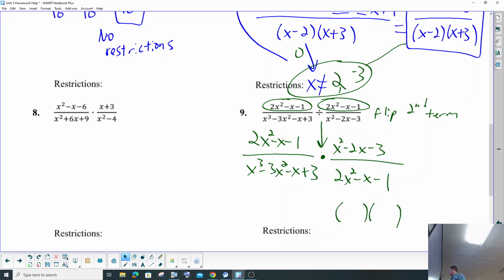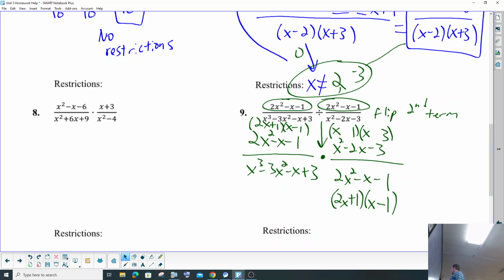Okay, so it factors into 2x and x. Factors of 1 are just 1 and 1. The sign of the middle term goes with the bigger number. So that's 2x plus 1 times x minus 1. And same up here, 2x plus 1 times x minus 1. And this one's a little bit different. This is x and x. Pause me, try it on your own. So that's going to be 1 and 3. The sign of the middle term goes with the bigger number.